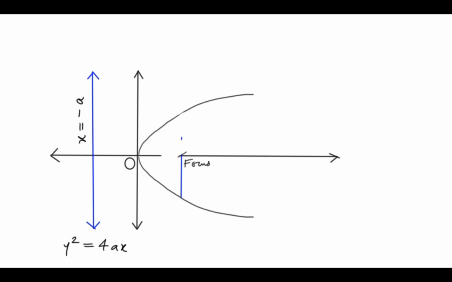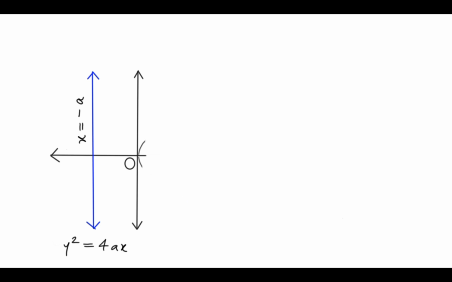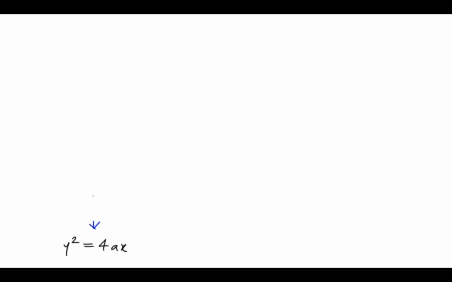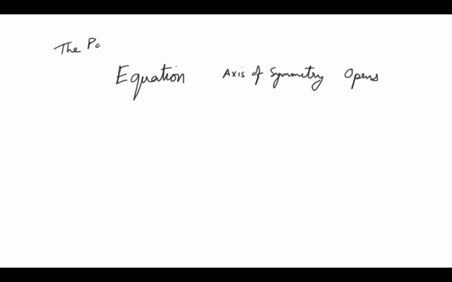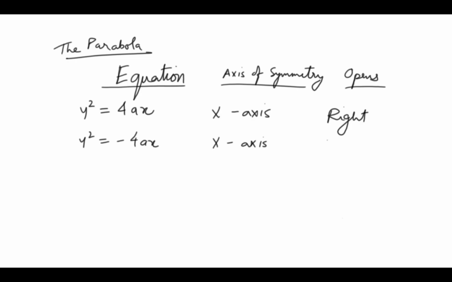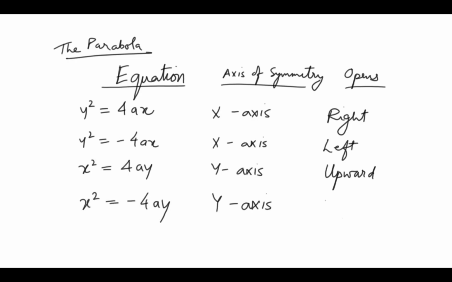If the equation features a y-square term, its axis of symmetry lies along the x-axis. A positive coefficient, y square equals 4ax, means it opens to the right with a focus at a, 0 and a directrix at x equals minus a.